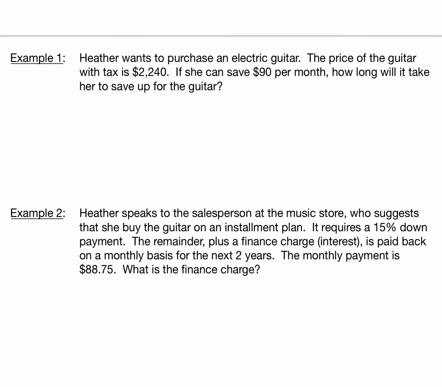Okay, so let's go through some examples on what some of these calculations might look like. So in example one here, we've got Heather wants to purchase an electric guitar. The price of the guitar with tax is $2,240. The question here is, if she can save $90 per month, how long will it take her to save up for the guitar? Okay, so this is a fairly straightforward calculation. We would take the total cost plus tax, so that's $2,240, and we're going to divide that by $90, which is what she is going to pay per month.